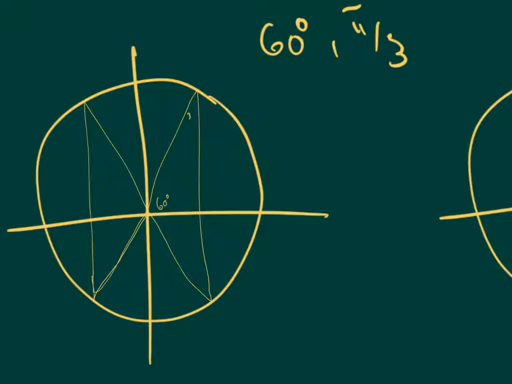Then this is our 30 degrees. Label the 4 points according to how far along you are on the circle. So here we are at pi over 3. Here we are at 2 pi over 3. Here we're at 4 pi over 3. And here we're at 5 pi over 3.